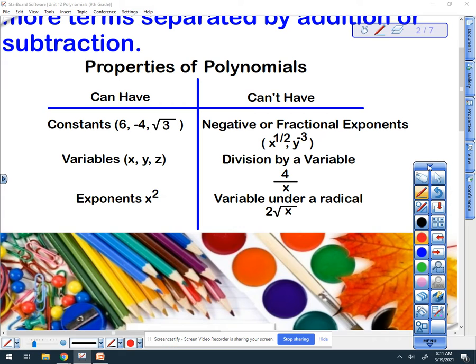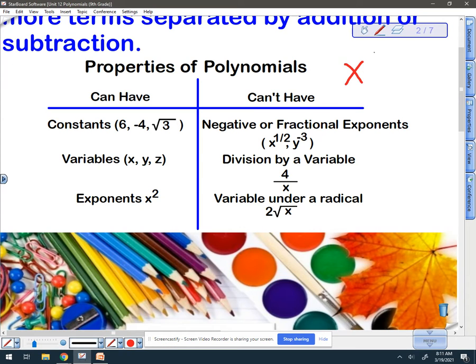So you're going to get questions that might say, okay, you have x squared minus 3. Is that a polynomial? All right, we have a constant. We have an exponent. It's a 2. Yes, it's a polynomial. Now, if this was x squared minus 3 and the 3 was to the negative first power, then is that a polynomial? No, it has an exponent that's a negative.